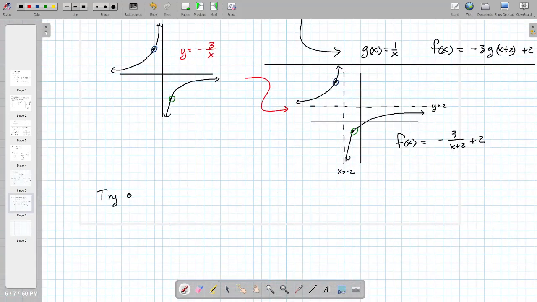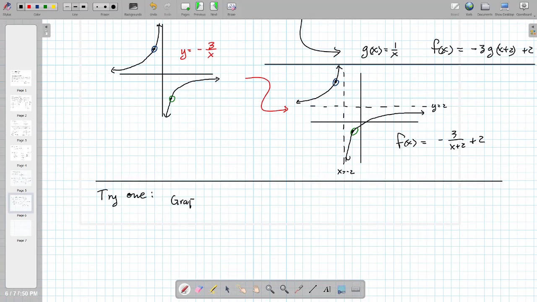All right, I want you to try a problem now. Graph the function f of x is equal to 2 divided by x minus 3. You're going to want to use the parent graph 1 over x in order to graph this.